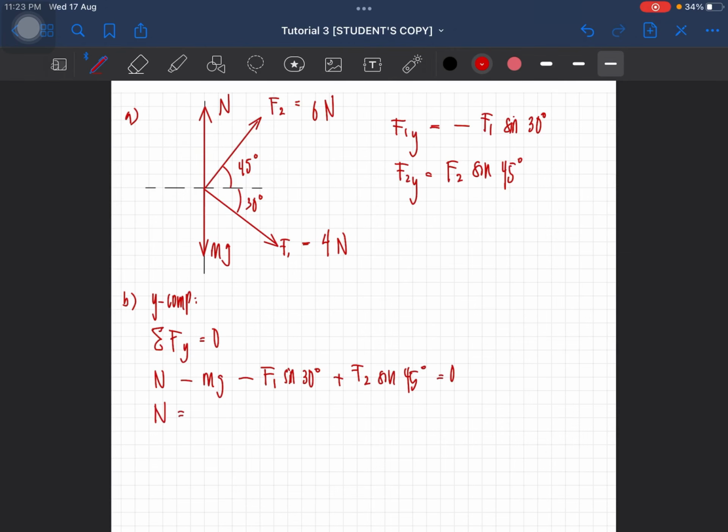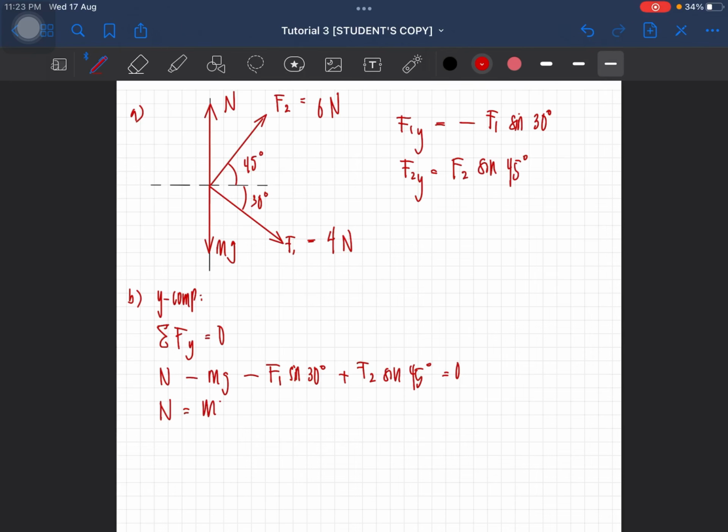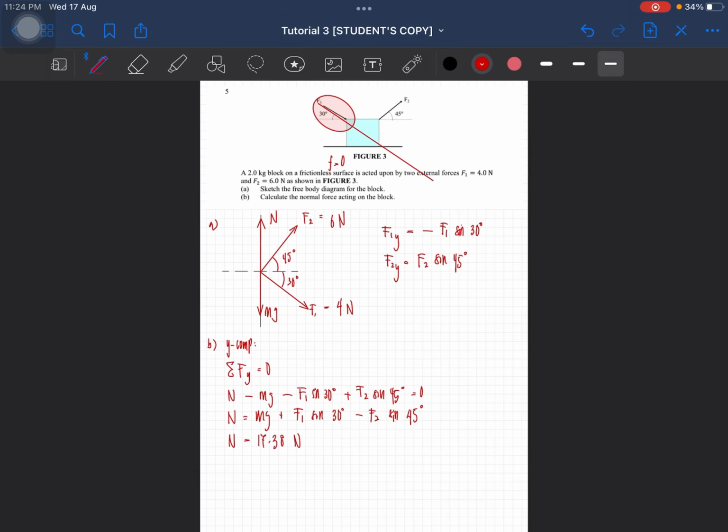So N is just mg plus F1 sine 30 degree minus F2 sine, why is it 45 degree? Oh, it is indeed 45 degree. So we get the value of the normal force, which is equal to 17.38 Newton. Alright? Okay, so that is very straightforward, and that is the solution to question number 5.